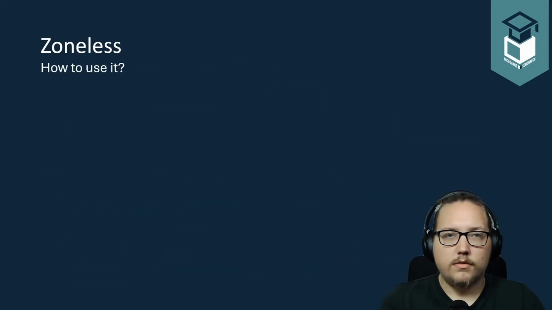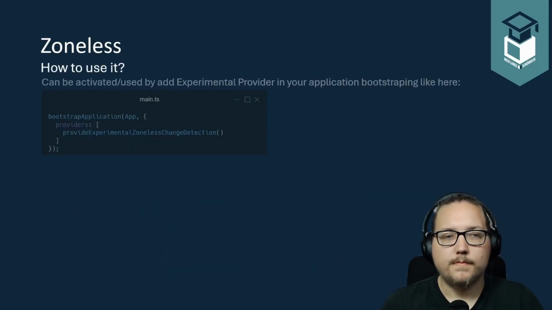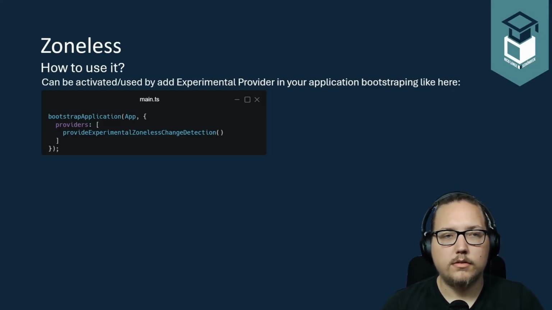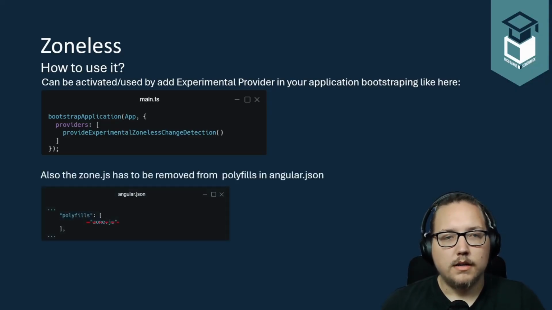Okay, what do you have to do to use it? First of all, in a previous chapter, we explained about the bootstrapping application. What you now have to do for Zoneless is to provide experimental Zoneless change detection. That is available in Angular 18. And you have to add this to the providers of your bootstrap application function. Additionally, you have to remove the zone.js file that is in the Angular JSON inside of the polyfill array.